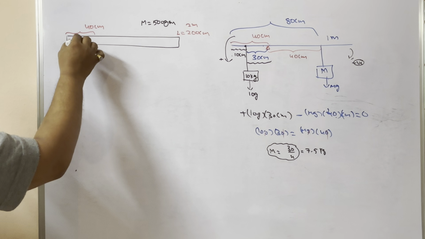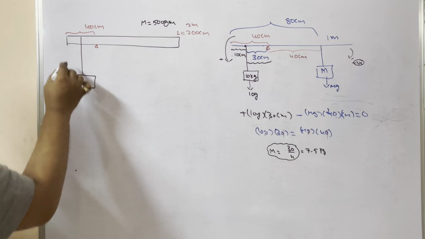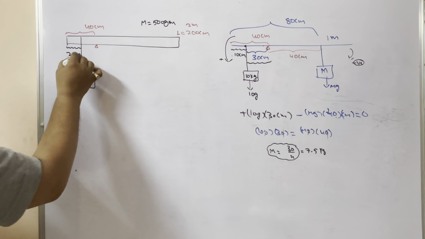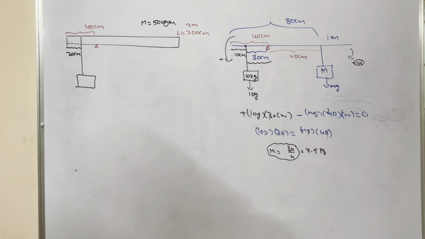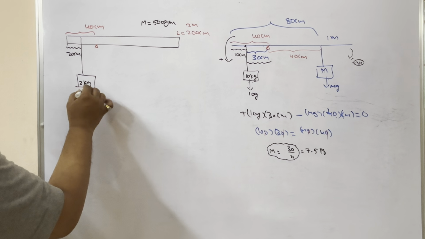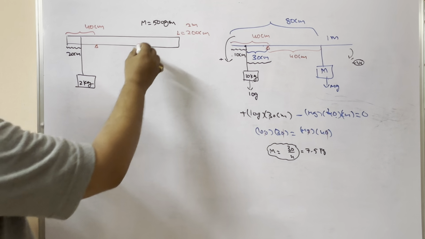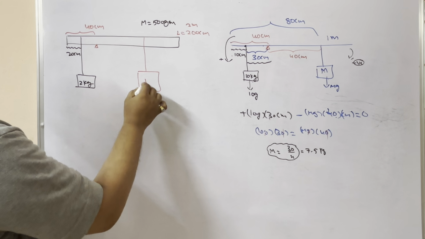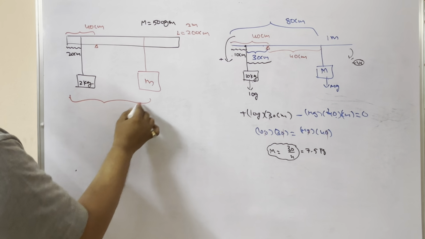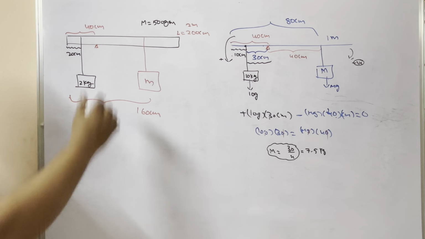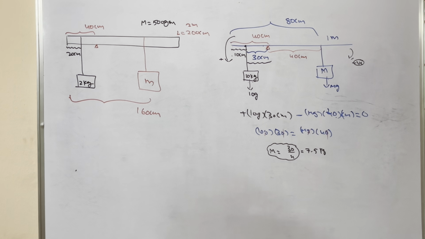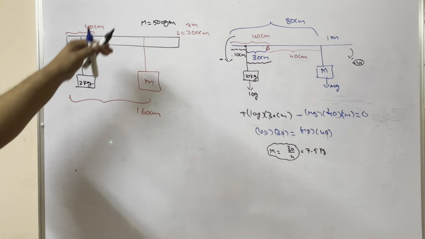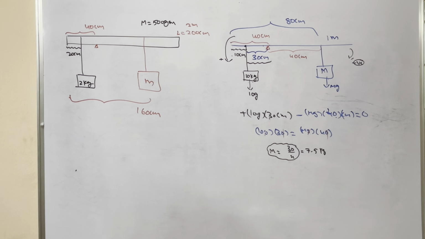An object is suspended at 20 centimeters. Isn't it? 20 centimeters I am taking. Mass of the object is 2 kg. Another object I am suspending at 160 centimeters, 160 centimeters from this end. Then how much mass do we have to suspend to keep this rod in equilibrium condition?